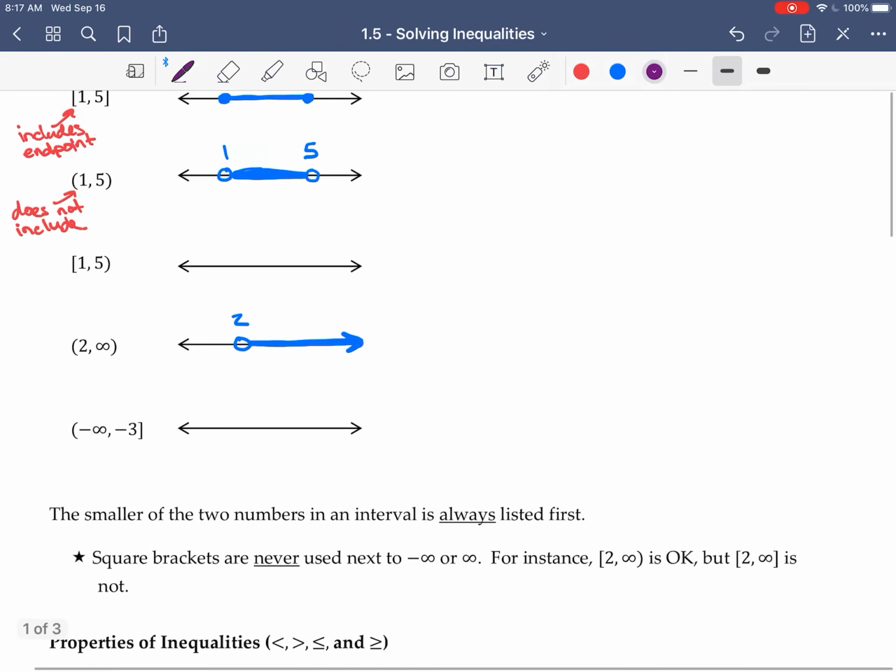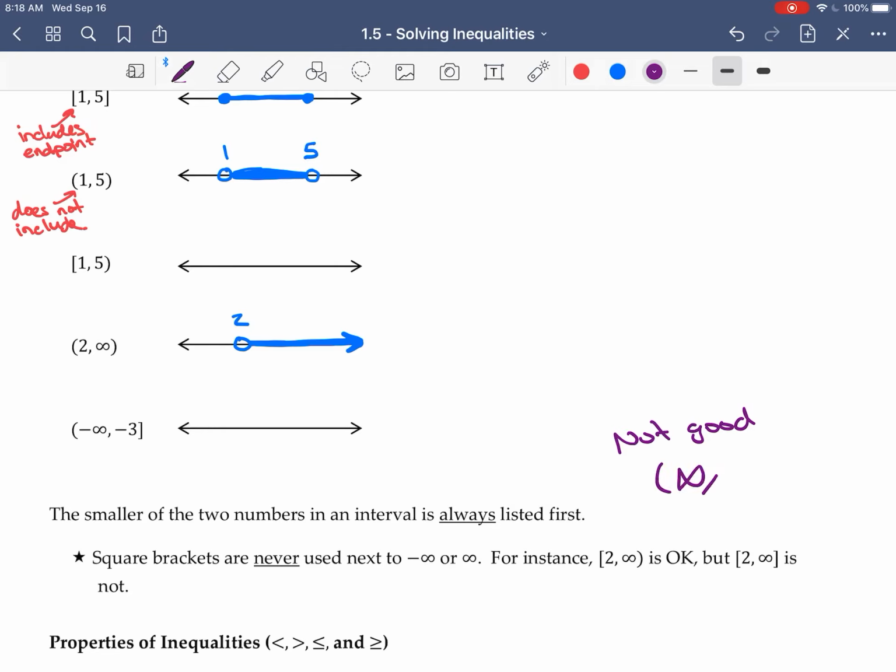When you're writing an interval, you want to be careful that the smaller number always goes first. If you write an interval like infinity to 2, it doesn't make sense, because this is not the way the number line works. Here they're in the wrong order. Infinity is way bigger than 2. So you want to write them in the order that they would appear on the number line.